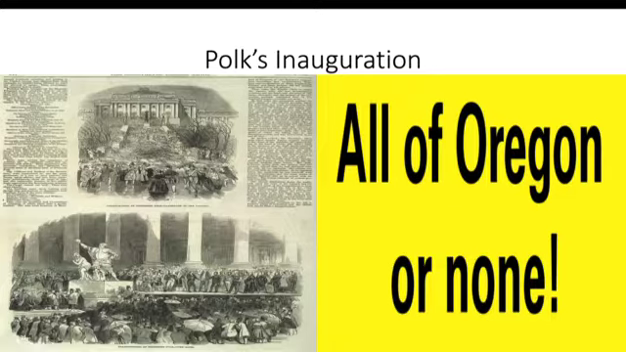Later that year, Polk was elected president. Americans who favored expansion celebrated. All of Oregon or none. With Polk's inauguration, they felt they were closer to getting what they wanted. So this is a newspaper print of James K. Polk's inauguration. That's his swearing-in ceremony. When a president's inaugurated, they're officially sworn in and officially become president.